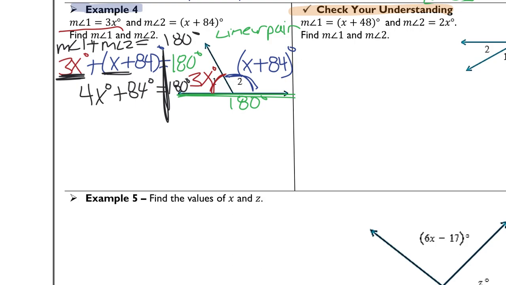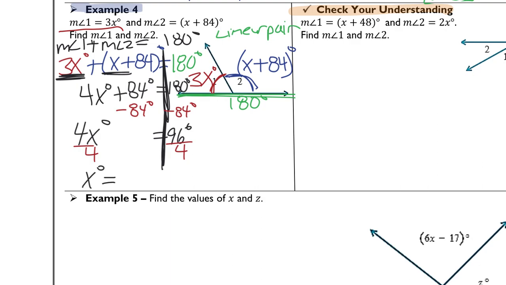Now, what I'm going to do is subtract this 84 from both sides because I don't want it on the left side. I want just the x's. So then you just have this 4x degrees is in fact equal to, let's keep this vertical line going, what is that? 96 degrees. Now we have to do the last thing of just dividing by that 4 on both sides, and we get that x degrees is in fact equal to 24 degrees.